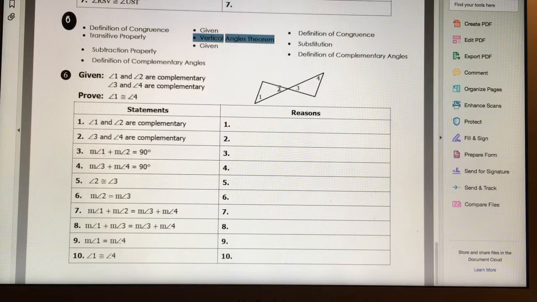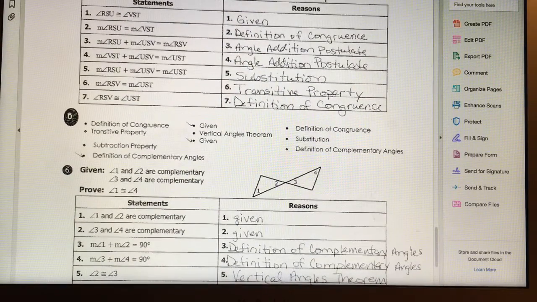Notice, all we needed was the picture to be able to identify those angles as vertical, right? We didn't have to be told that angle 2 and angle 3 are vertical. The picture, the figure, was enough justification to say, yes, they are congruent by the vertical angles theorem. So number 5, vertical angles theorem.